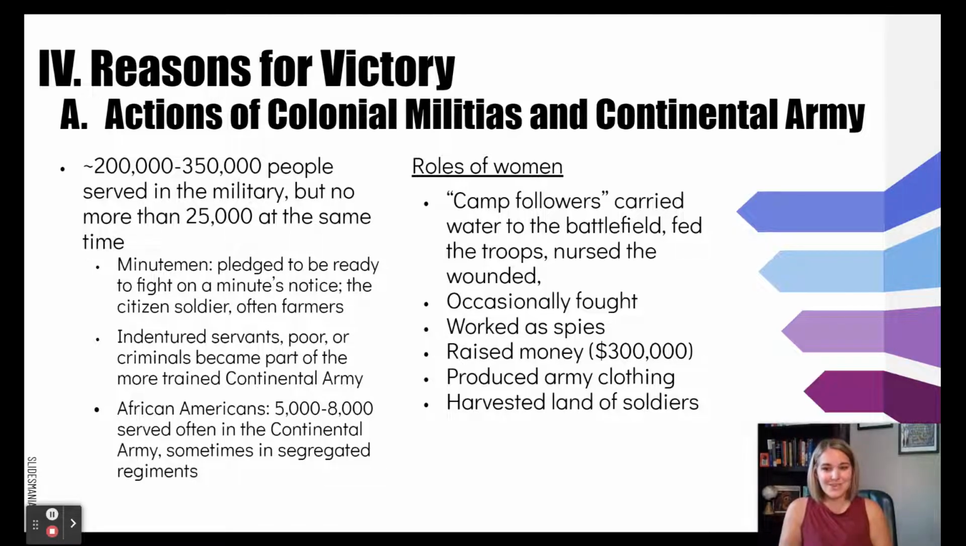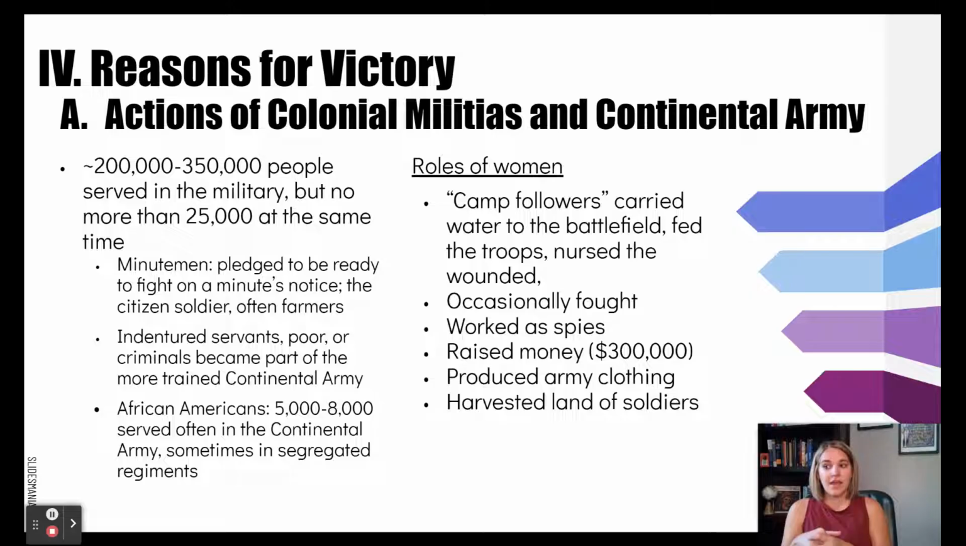So here are a few groups of people that were part of the military. One of the more famous is the Minutemen. These are typically farmers, sometimes known as citizen soldiers who would be ready at a minute's notice. The Continental Army has been known as a ragtag group, a patchwork. Many of the people in the Continental Army were indentured servants, poor criminals trying to avoid jail time or exchanging jail time for service in the army. And they did become more trained than the Minutemen. And then additionally, even though Britain offered freedom, African Americans also fought for the Continental Army.